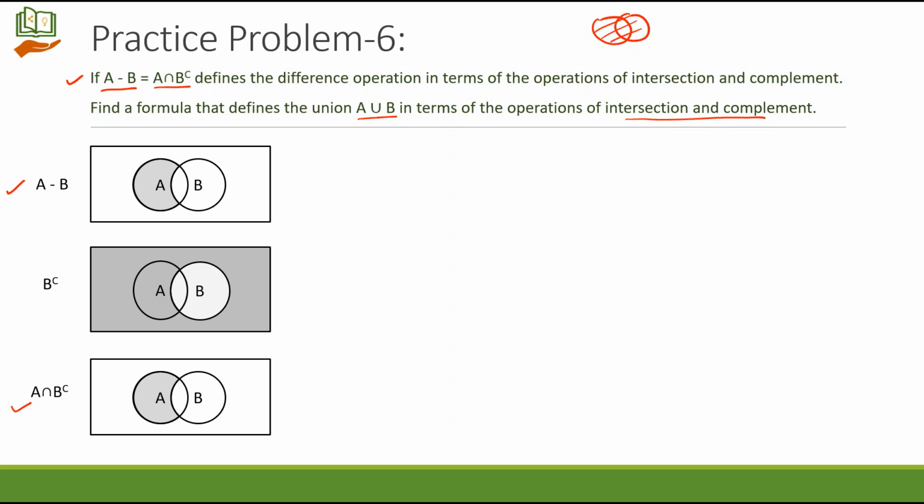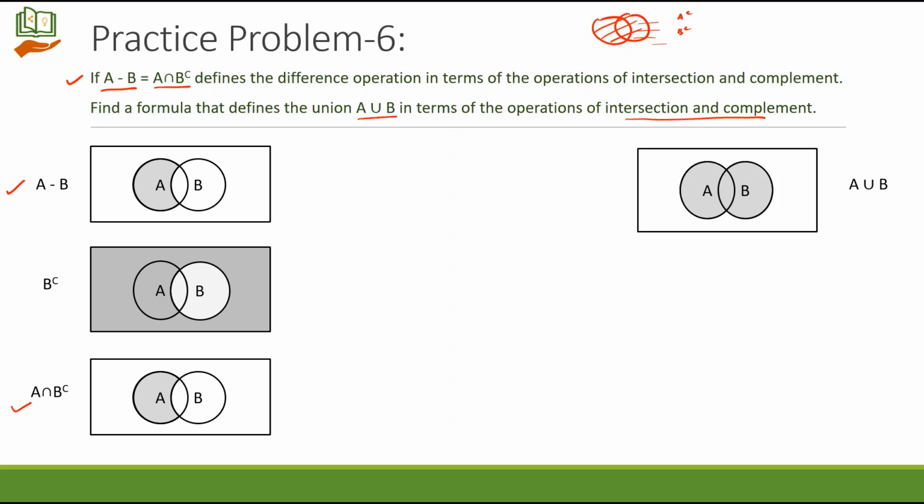Now we have to use intersection and complement. We can find A complement. A complement will take every part of B. Then we will find B's complement. That will also take A and the universe side. So with that we will try to compute A union B. So this is A union B. This is the result that we have to get, but using intersection and complement.